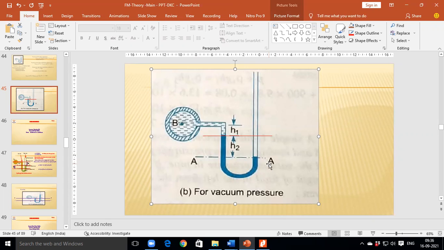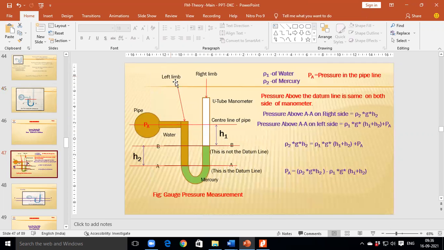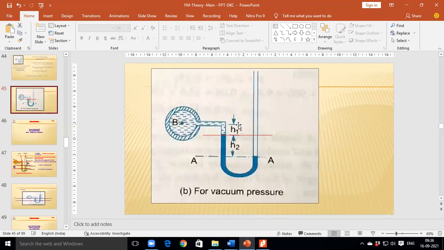Why is A dash the datum line? Because of the lower level of mercury. In which limb? Right limb or left limb? Level of mercury, right limb. See, which one is the right limb and which one is the left limb? The right side is the right limb, the left side is the left limb. So as far as this figure is concerned, in which limb is the level of mercury lower? Right limb. So therefore, this one is the datum line.